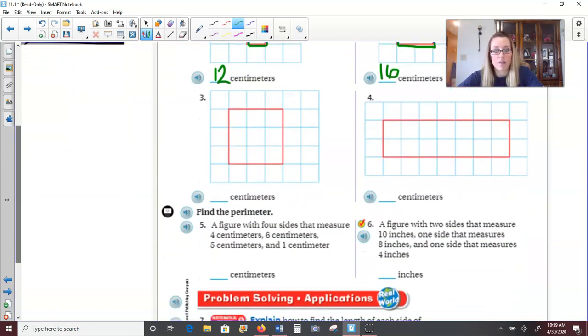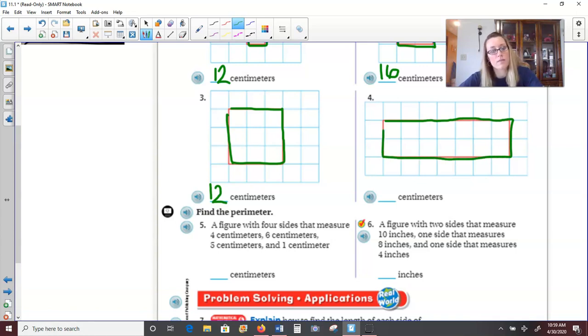All right, this next shape looks like a square. So 1, 2, 3, 4, 5, 6, 7, 8, 9, 10, 11, 12. So 12 centimeters around the square. And then for the rectangle, 1, 2, 3, 4, 5, 6, 7, 8, 9, 10, 11, 12, 13, 14, 15, 16, 17, 18.